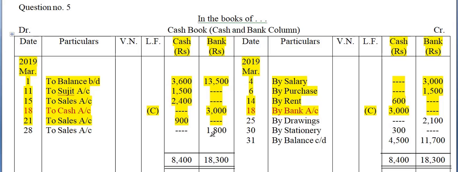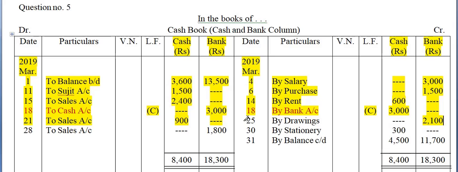Now on 25th, you can see cash withdrawn from bank for proprietor's personal use. So whenever you withdraw money for personal expenses, it's termed as drawings. And you are pulling out the money from bank. If it was cash, we would record the amount out here in the cash column, but since it's withdrawn from bank, you will record the amount in the bank column, 2100 in the bank column, because bank is being reduced, money is going out.